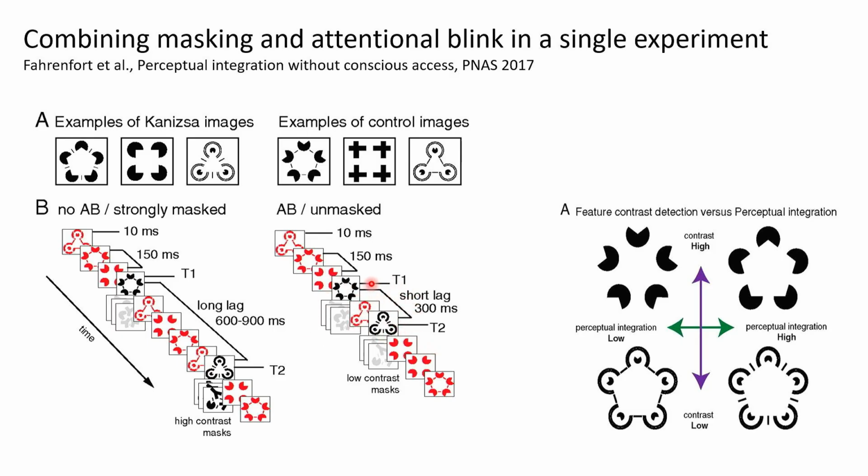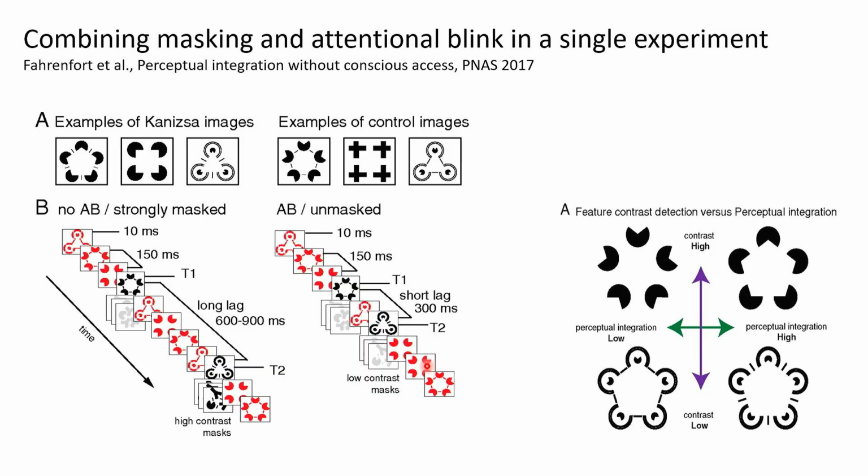And then when this is followed within a short lag of, say, 300 milliseconds by a second stimulus, the T2, a second target, I should actually say, which is also followed by a low contrast mask, so which is in principle clearly visible, your subject will suffer from the attentional blink and not be able to detect this one because they were still engaged in detecting this one. And it's the typical attentional blink phenomenon.